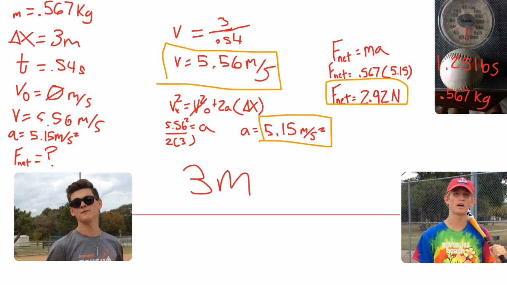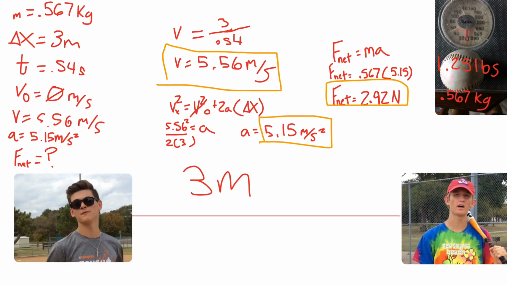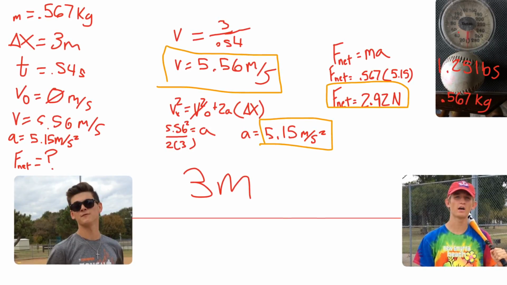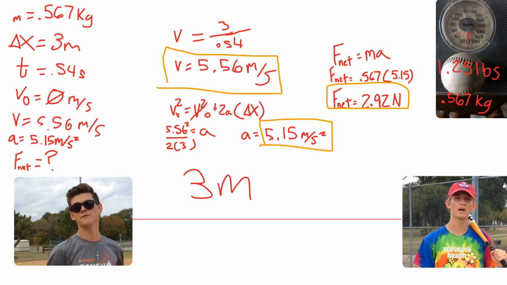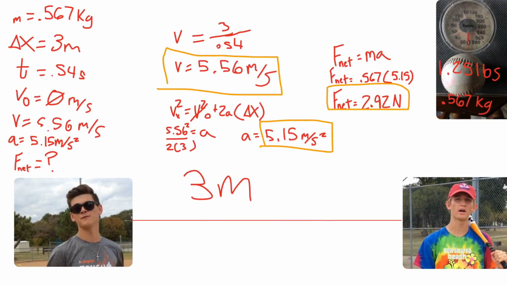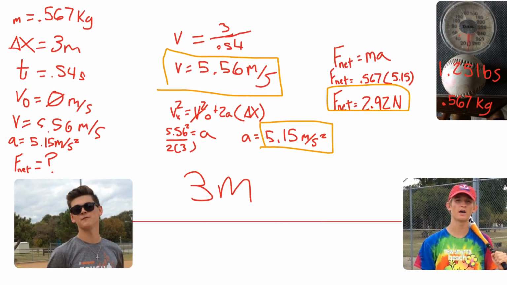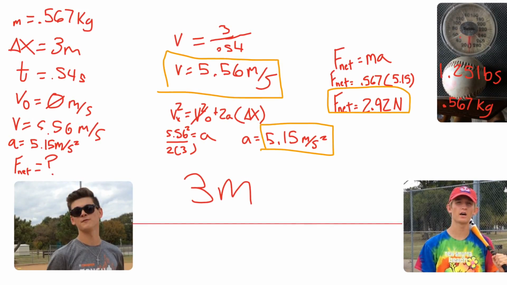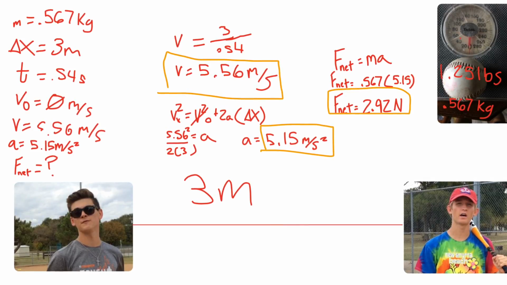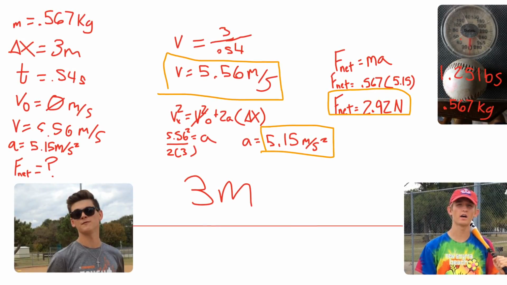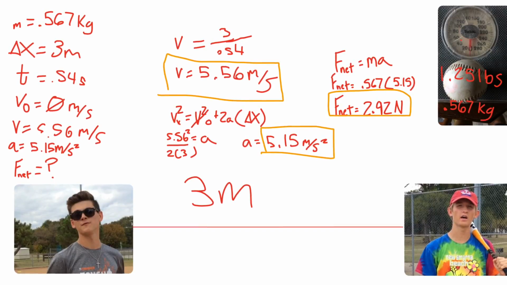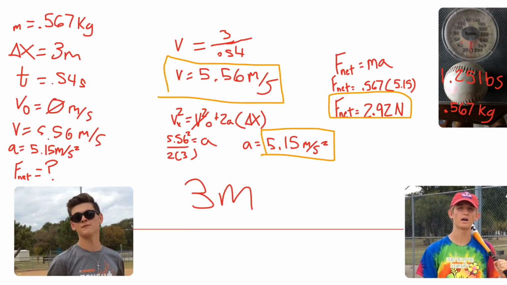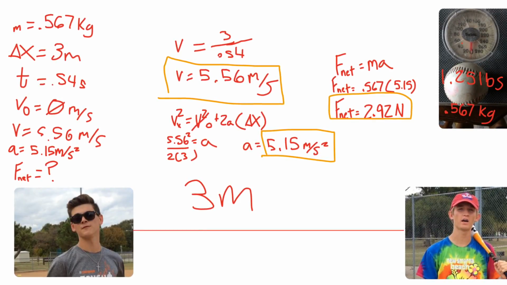Then we plug that into an equation, v squared equals v naught squared plus 2 acceleration delta x, to get our acceleration. After moving it around, we get that v squared over 2 times delta x is equal to your acceleration. Plugging in our numbers, 5.56 squared, over 2 times our delta x, which is 3 meters, we find that our acceleration is 5.15 meters per second squared.